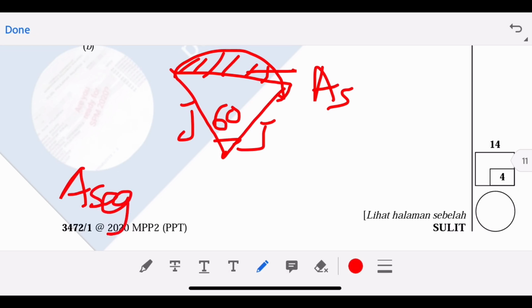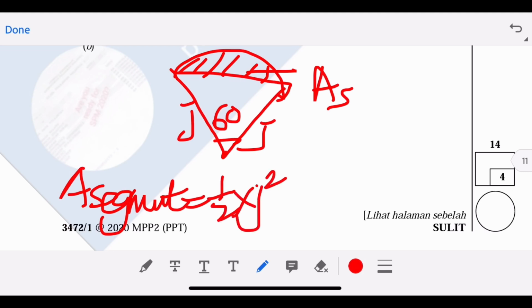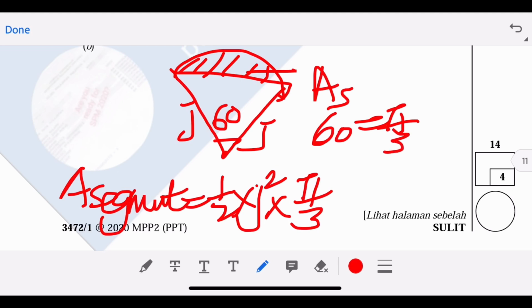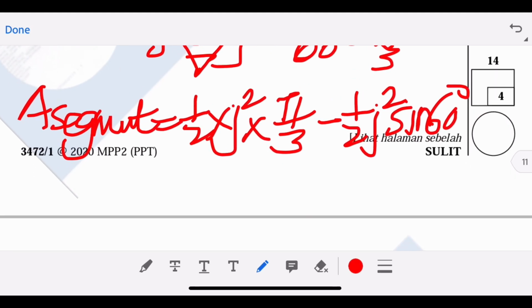The area of the segment is labeled as AX. AX is the area of the segment, which is 102j squared times 60 degrees. We need to convert to pi radian, which is pi over 3. We take 60 times pi over 180, so conversion to radian.